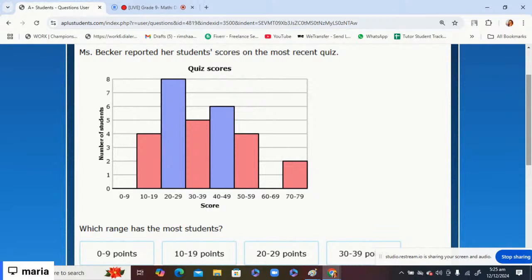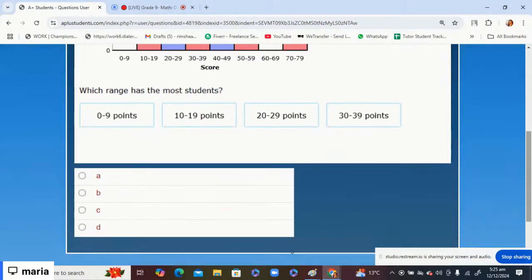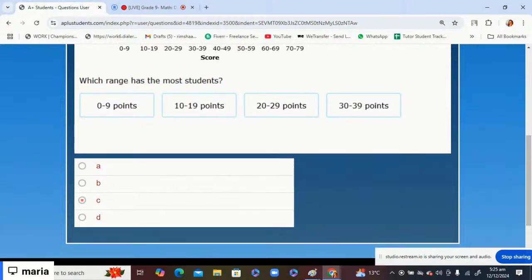Which range has the most students? Check it out. In the first range, 0 to 9, it's nothing. For 10 to 19, it's only 4 students. For 20 to 29, it's 8, the greatest of all. So what's our answer? 20 to 29 points. So we mark option C.